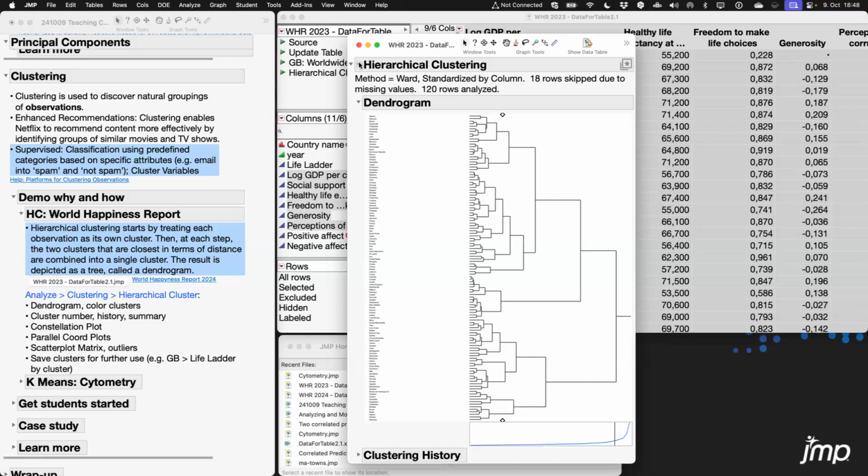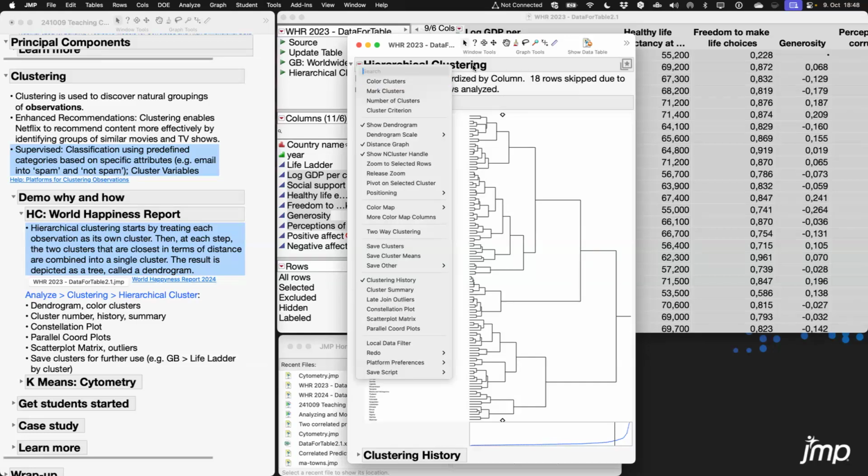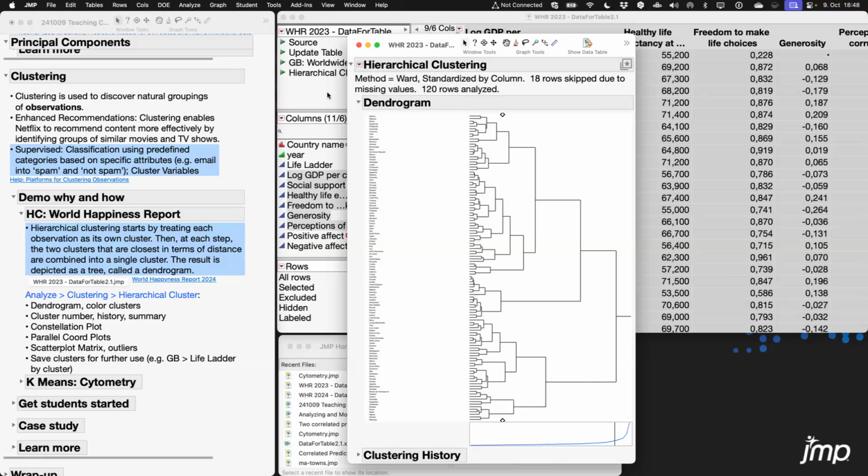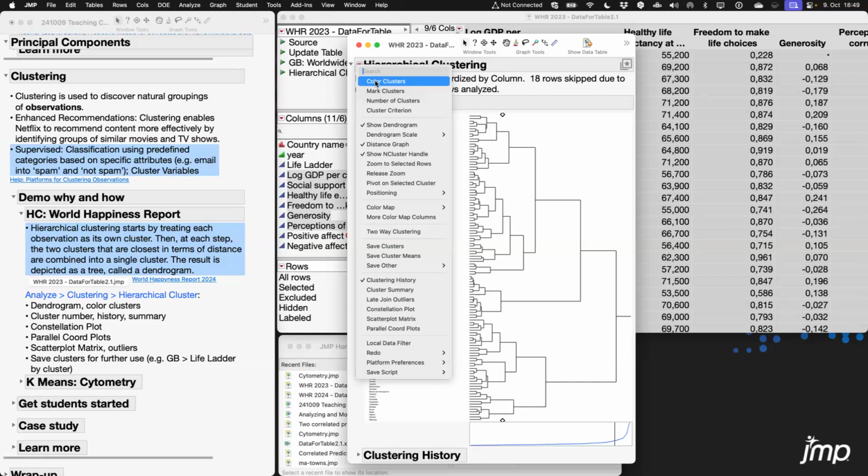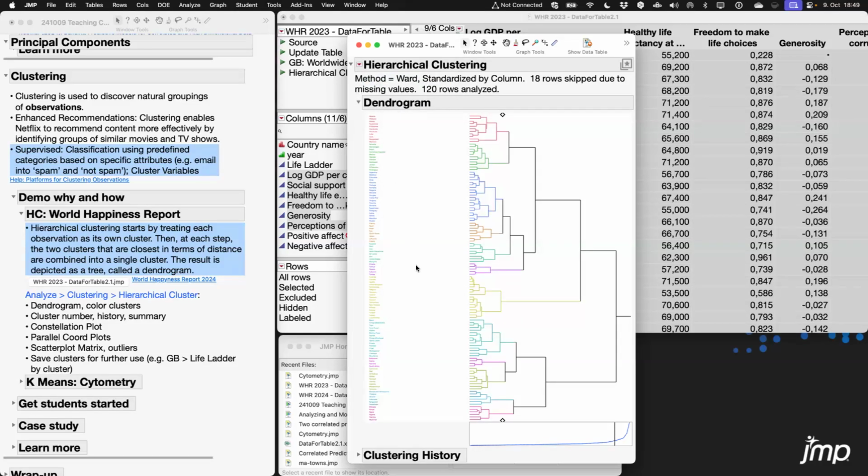It's a good idea to color the clusters. The clustering process goes from the left to the right. The distances are indicated by the horizontal lines, and the smallest horizontal line is the first combination. And then more and more countries are grouped together, and at the end, you just have one bucket with all the countries.